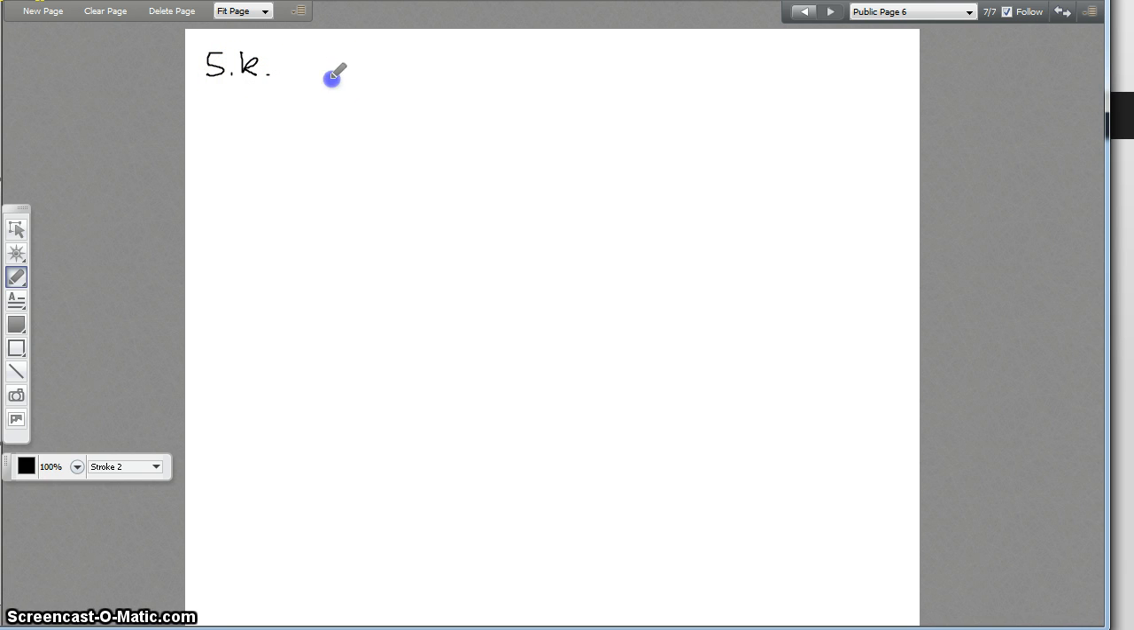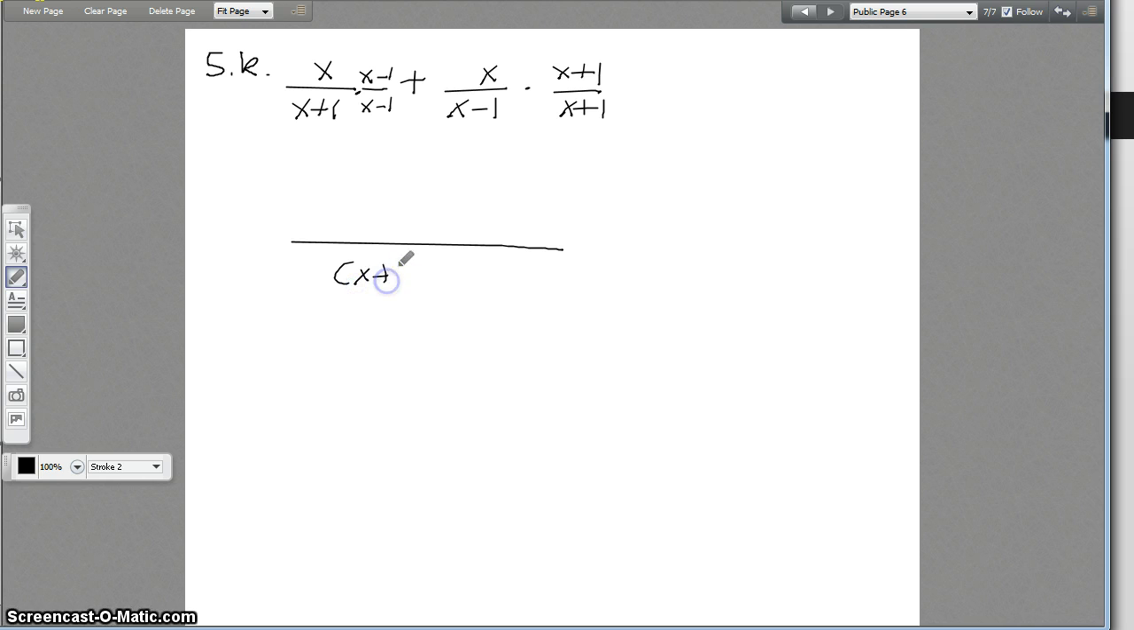Okay, so number 5, part K is x over (x + 1), and then we're going to add x over (x - 1). Okay, so to get our common denominator, we're going to have to multiply our two denominators. So we have an x plus 1, so we need to multiply this by (x - 1)/(x - 1). And for this one, we will have to multiply by (x + 1)/(x + 1). So now we will have a common denominator of (x + 1) times (x - 1).